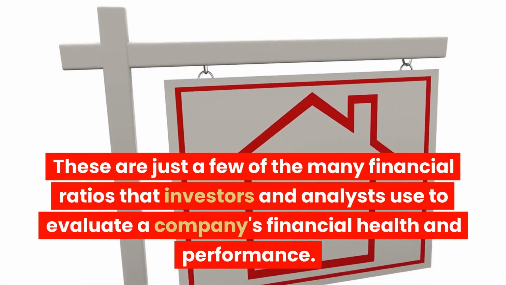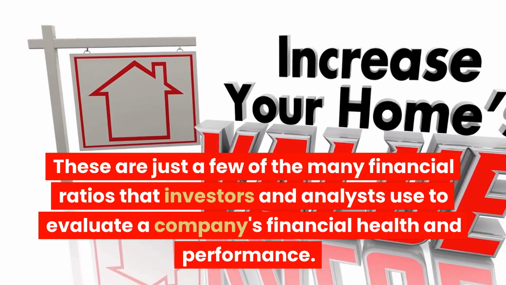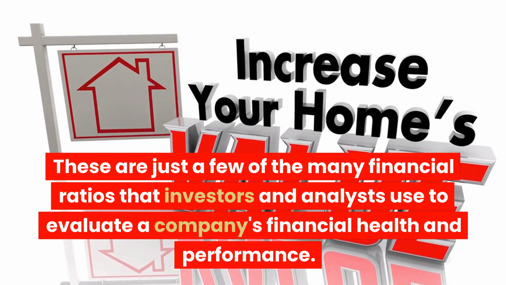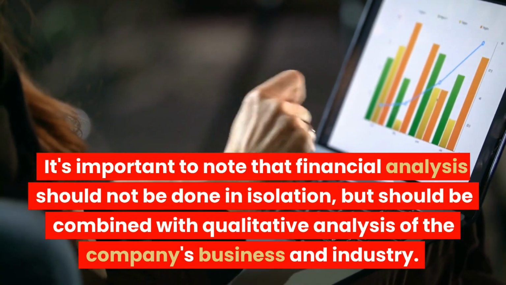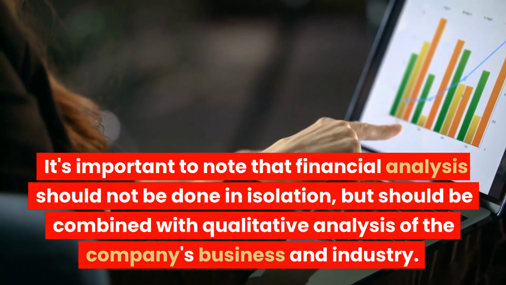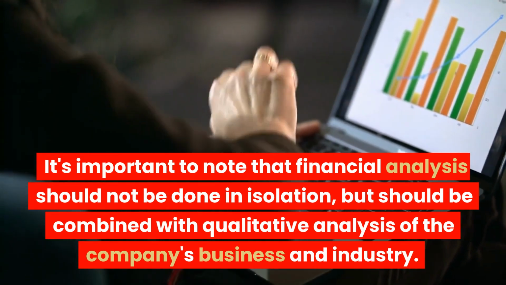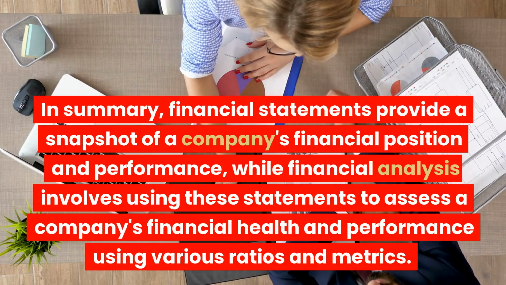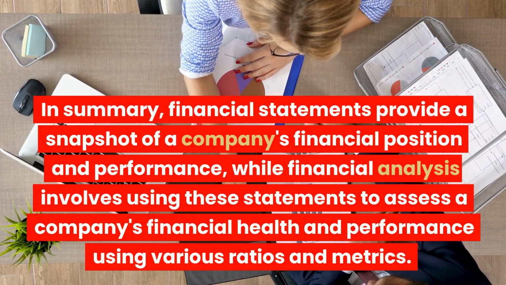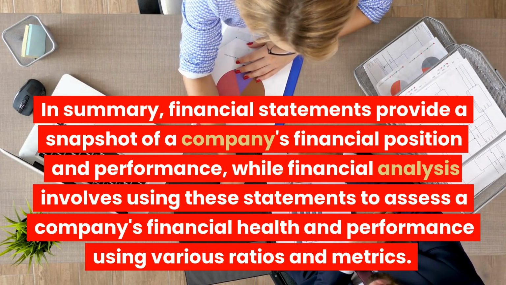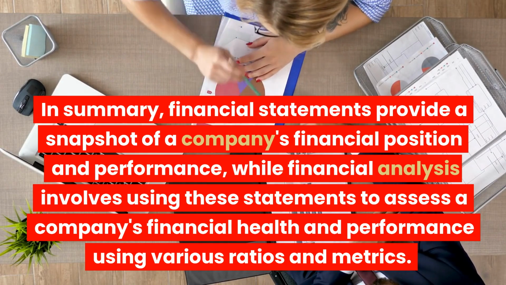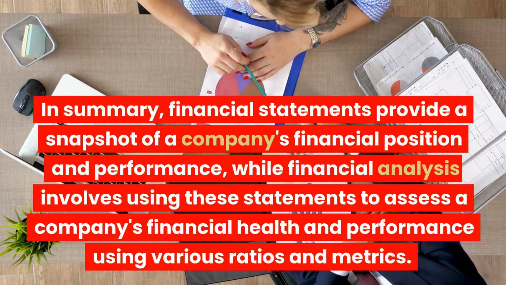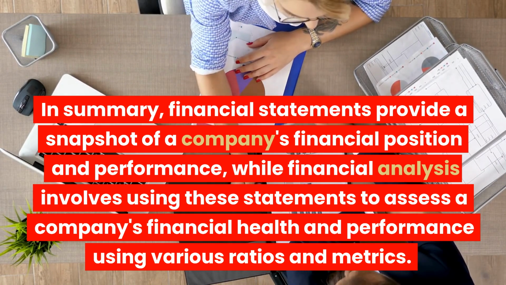These are just a few of the many financial ratios that investors and analysts use to evaluate a company's financial health and performance. It's important to note that financial analysis should not be done in isolation, but should be combined with qualitative analysis of the company's business and industry. In summary, financial statements provide a snapshot of a company's financial position and performance, while financial analysis involves using these statements to assess a company's financial health and performance using various ratios and metrics.